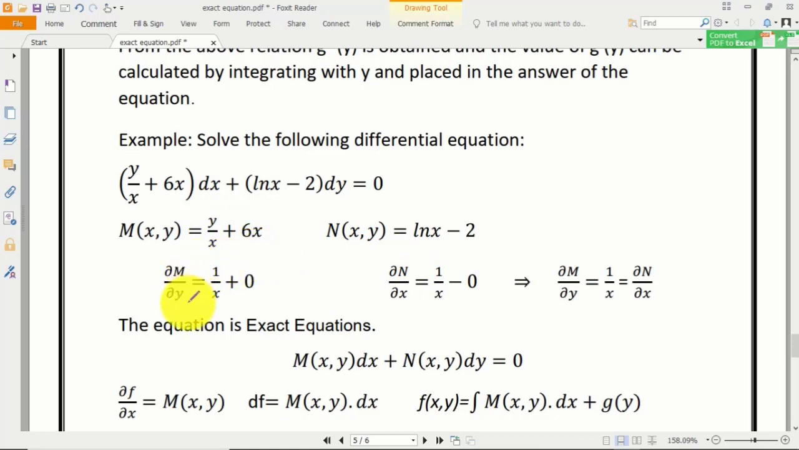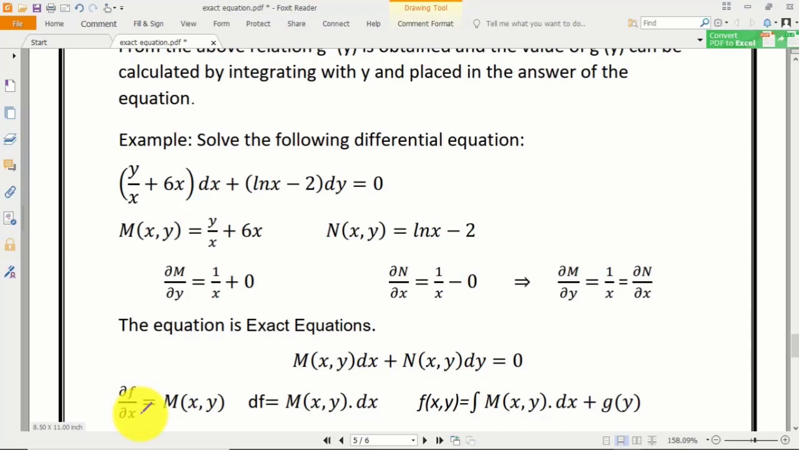So here we got y over x, and the derivative of this function with respect to y would be 1 over x, and 6x would be 0. Whereas the derivative of N with respect to x would be 1 over x minus 0. And these are exact equations under these conditions. If the partial of M with respect to y and the partial of N with respect to x are equal to one another, in other words, this is an exact equation. So let me tell you how to solve it.